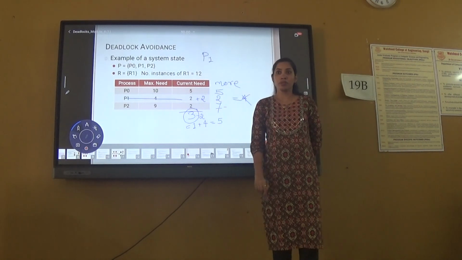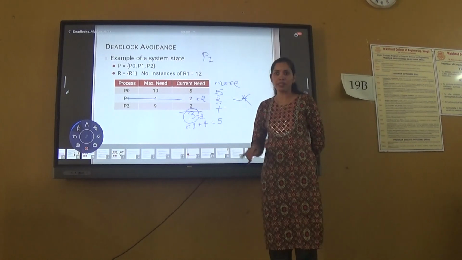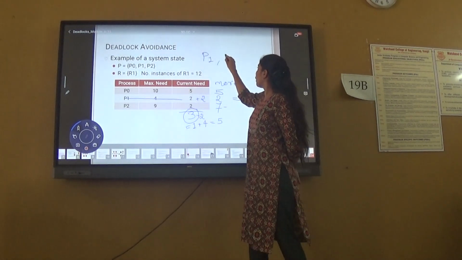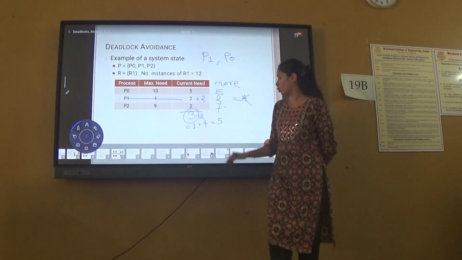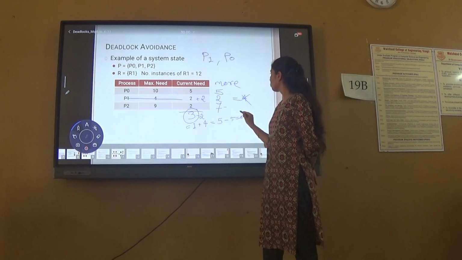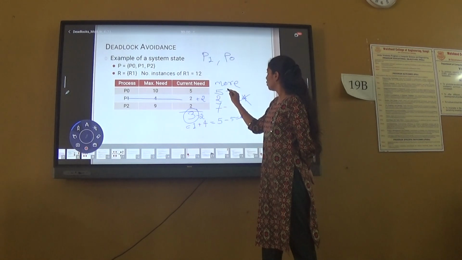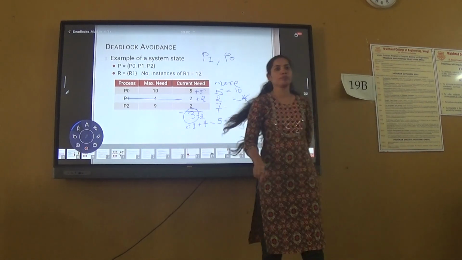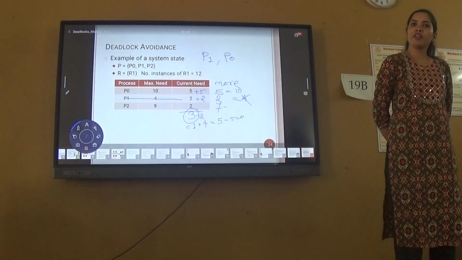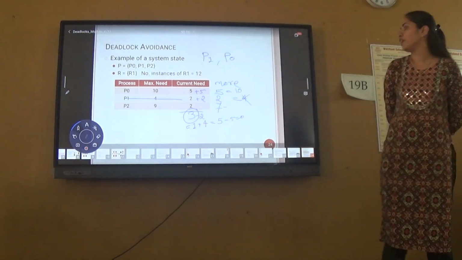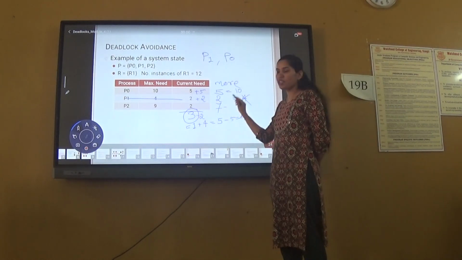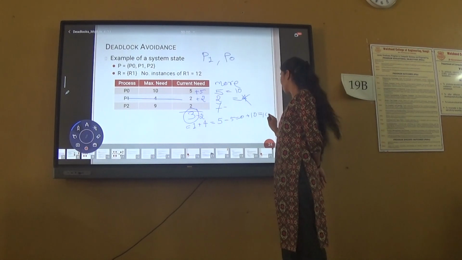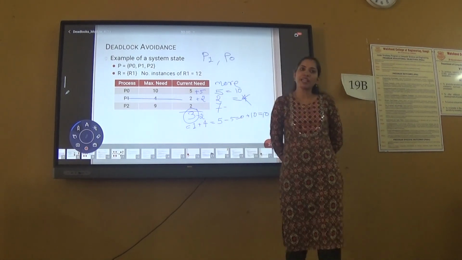Now 2 more processes are yet to complete. What are those? P0 and P2. Which one can complete? P0 requires 5, and I have 5. Now the next one will complete the execution, P0. I will allocate to P0. P0 will complete its execution, terminate, and release the resources. How many resources will be in the pool? 10.